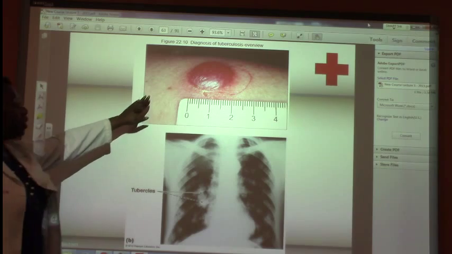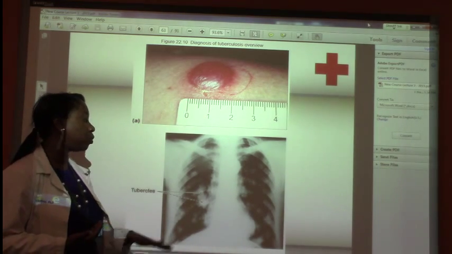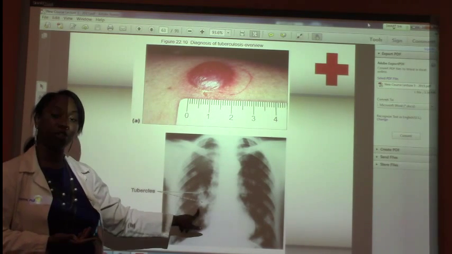What you're seeing here is a picture showing a positive tuberculin skin test, after which point, again, a chest x-ray will be performed to look for the presence of the tubercles.